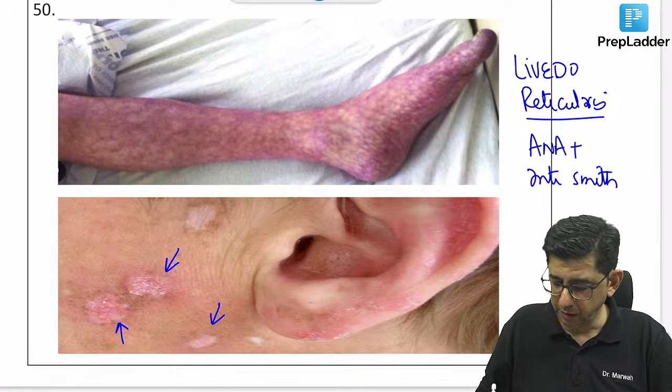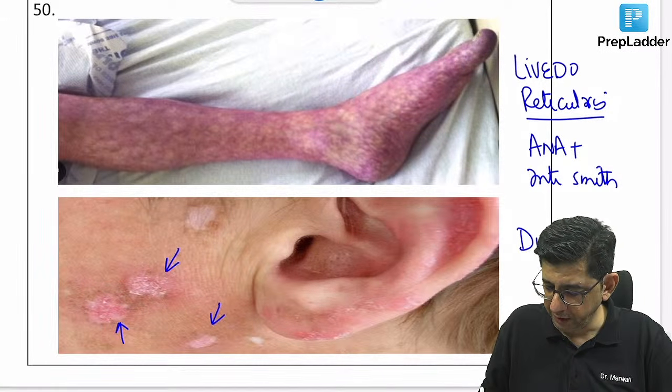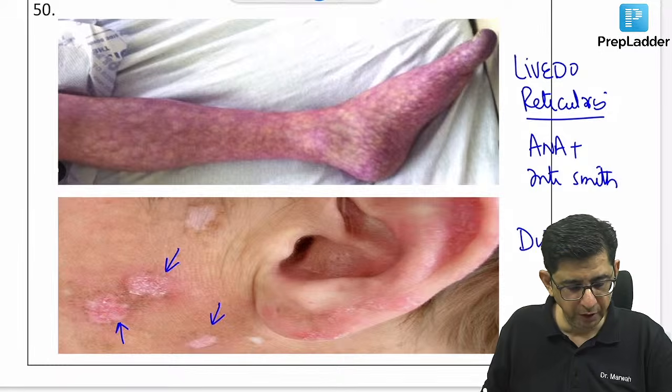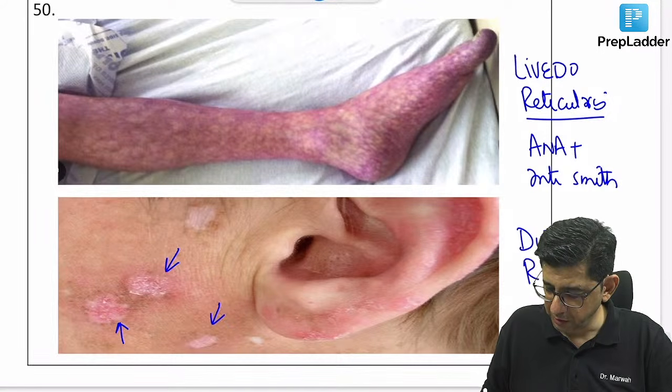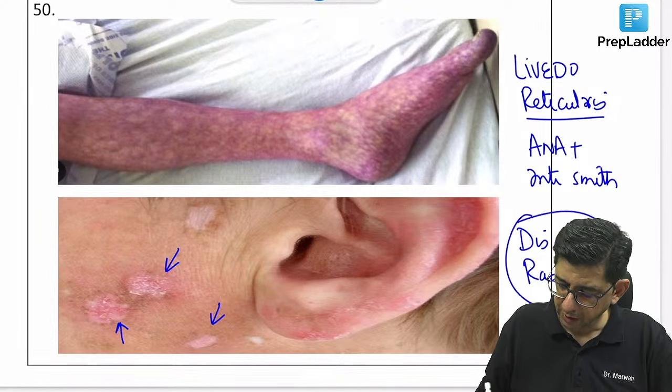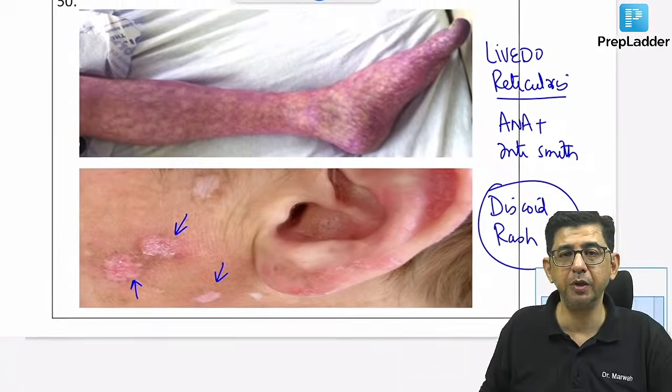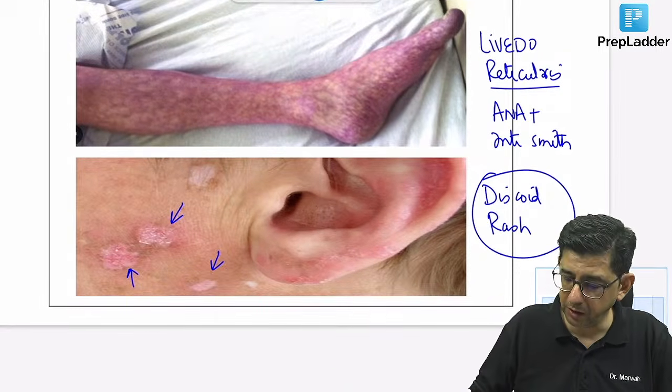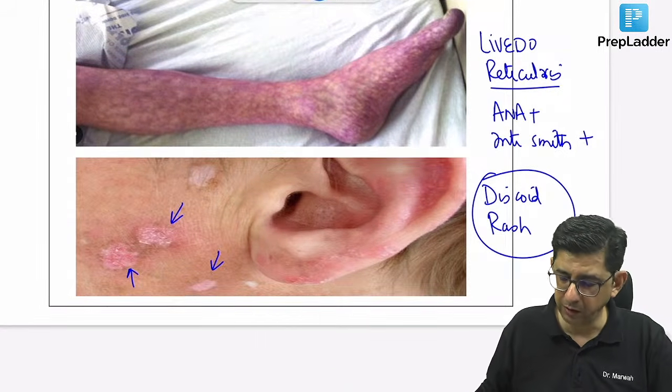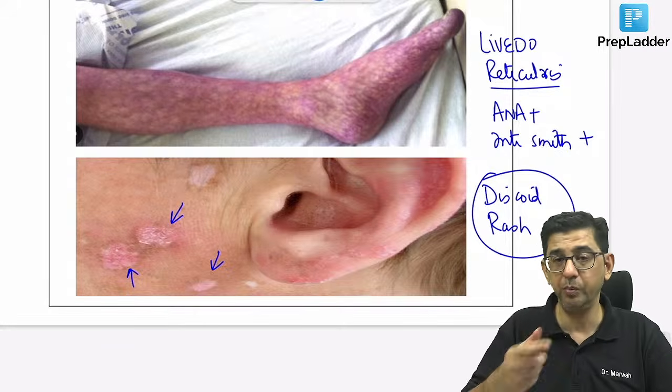Yes, this would be a discoid, a DLE. This could be discoid lupus erythematosus. Yes, this is a discoid rash, which is present again in a case of systemic lupus erythematosus. So considering livedo reticularis, ANA was given and then anti-Smith antibody, this would be a discoid rash.